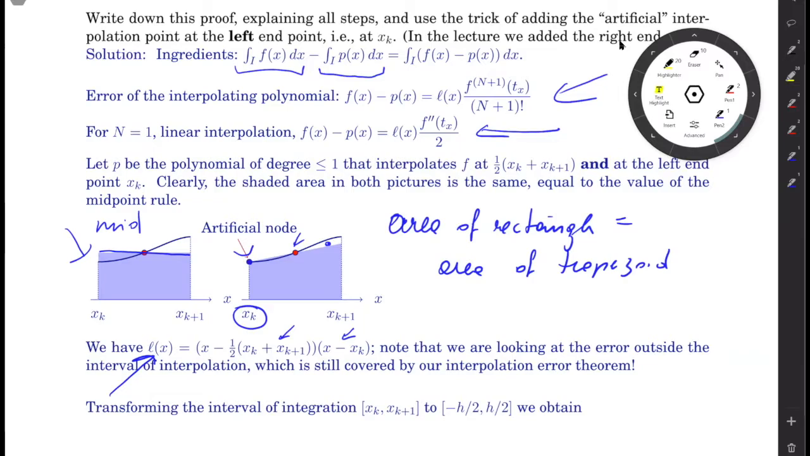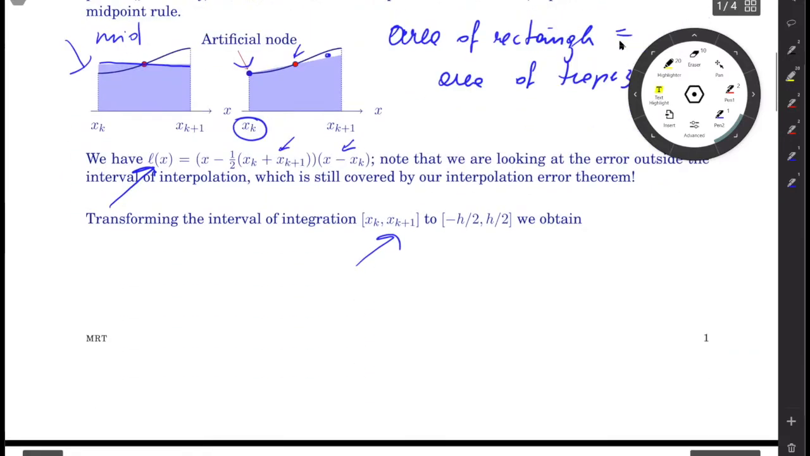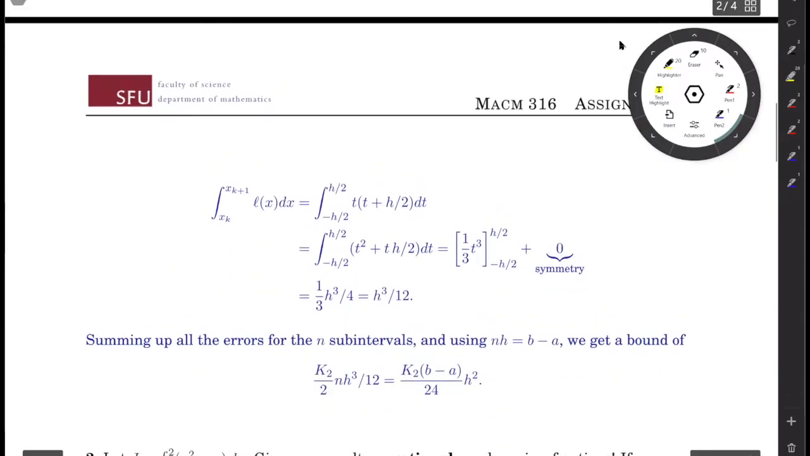Okay, now we have to integrate the L of x, because we're having this term here. So we integrate the L of x and move the integration interval from xk to xk plus 1 to minus h over 2 to h over 2. We obtain this formula here. So the integral of L of x from xk to xk plus 1 is the same as the integral from minus h over 2 to h over 2 of t times t plus h over 2. This is for the left endpoint, and this is for the middle point.